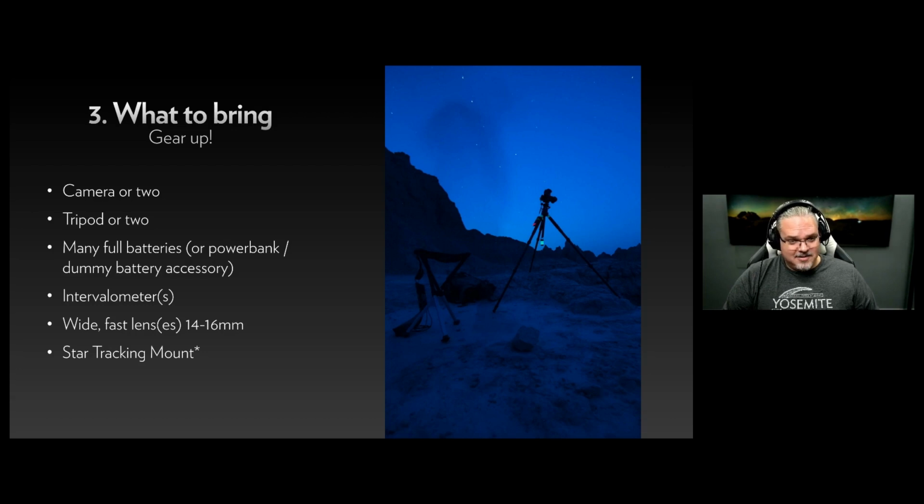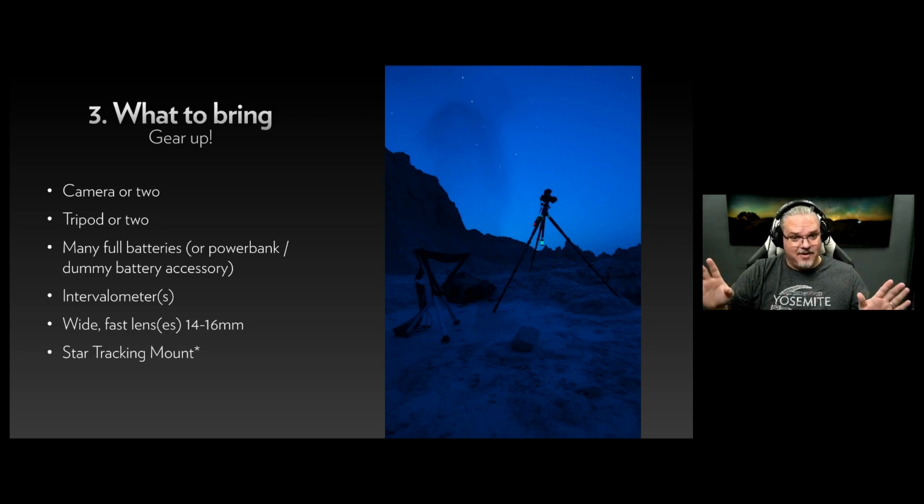A wide fast lens, I put 14 to 16 millimeters here. Why? Because you want to have as much sky as possible, because the meteors are going to be coming from a point in your frame and zooming out. The closer they are to the radiant, the shorter they are. The further away from the radiant they are, the longer they are. So some people might choose to cheat their frame to have the radiant on an edge so that they get longer meteors on the other side.